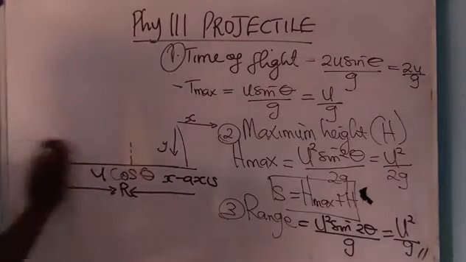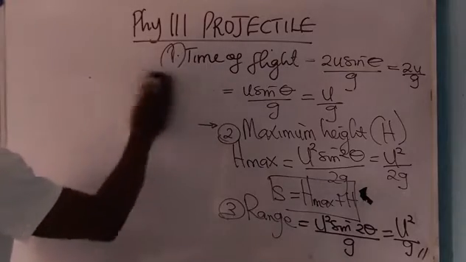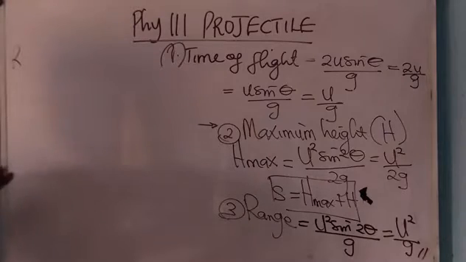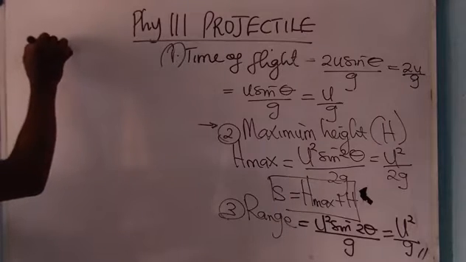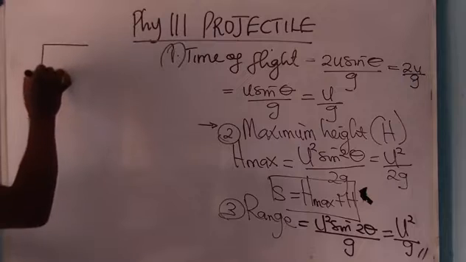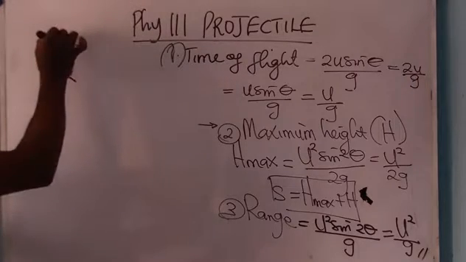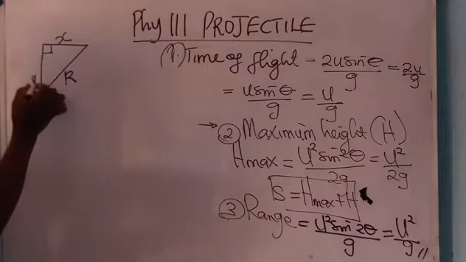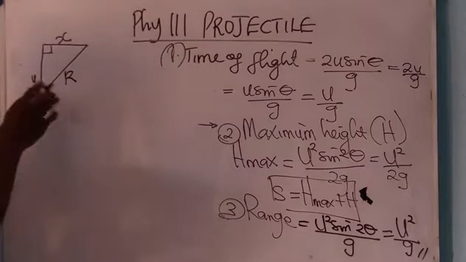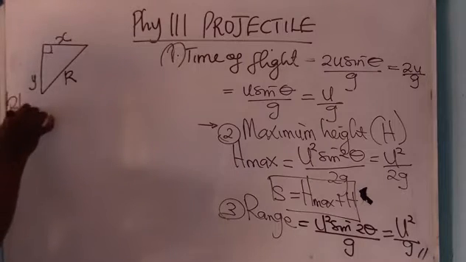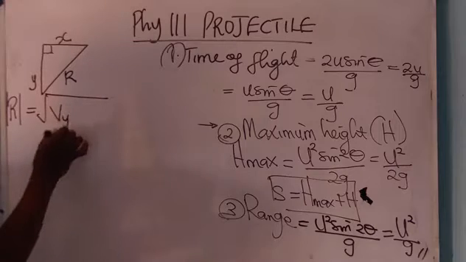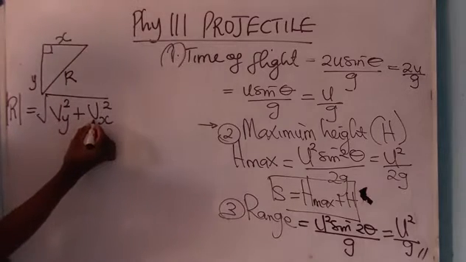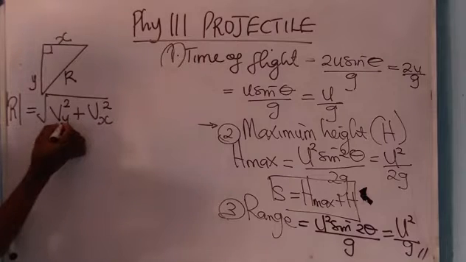Now the resultant velocity, when a body travels along the x and y axis. For example, if I have X and I have Y, the resultant of a body traveling along the Y axis and the X axis, that is the resultant velocity, it is simply V equals the square root of Vy squared plus Vx squared. Alright, V means the velocity, that is resultant velocity along X and that of Y. That is for that.